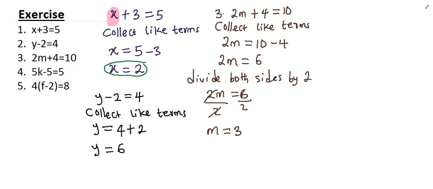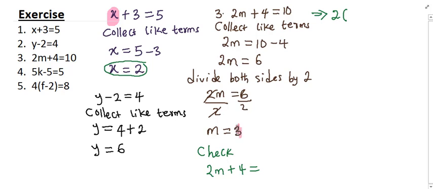Let's check this particular answer. Let's check to ensure that we solved correctly. So let's check. The initial equation said 2m plus 4, right? So let's leave the other side and see if it will balance out. So let's continue here. We are having 2, and our m is what? 3, right? We've solved for m to be 3, so observe that m is 3.